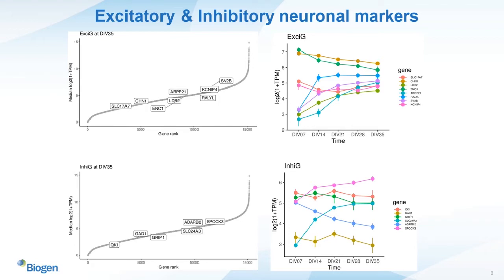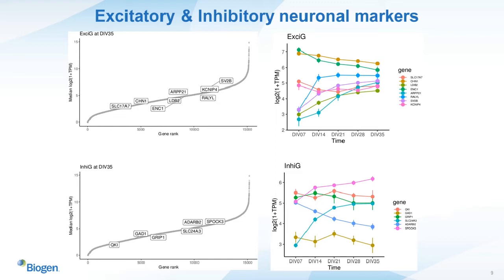Next, we looked at the neural cell type markers. Since it is known that NGN2 overexpression can convert undifferentiated iPSCs into cortical excitatory glutaminergic neurons, as described in the original 2013 paper, we expected to see distinct excitatory neuron expression patterns differentiating from inhibitory neurons. The plot on the left shows the ranked abundance of transcript at DIB35. Top is excitatory and bottom is inhibitory.